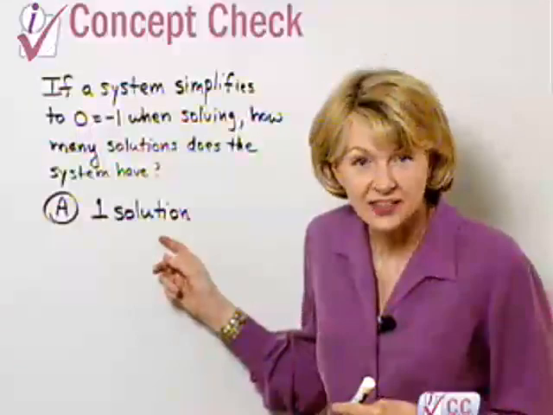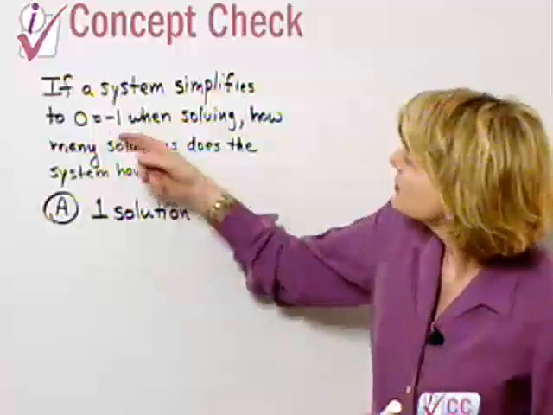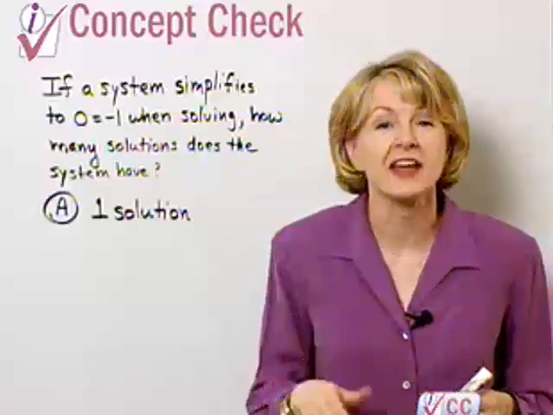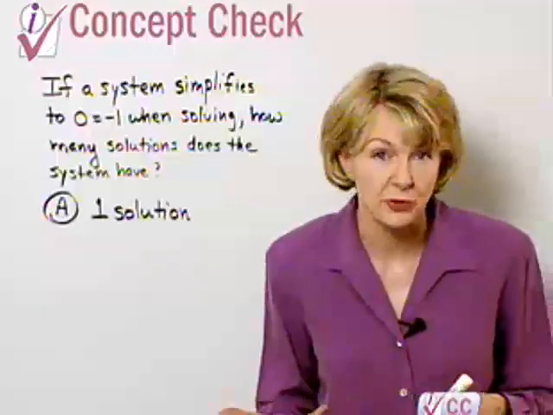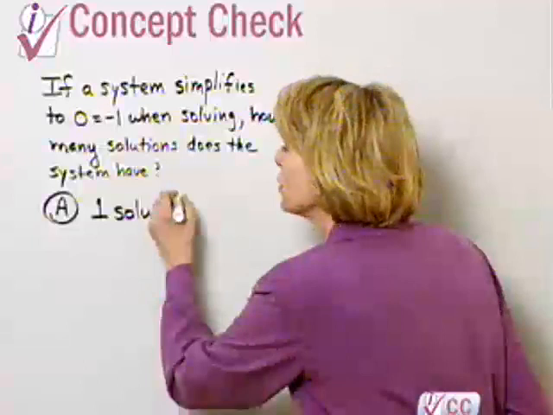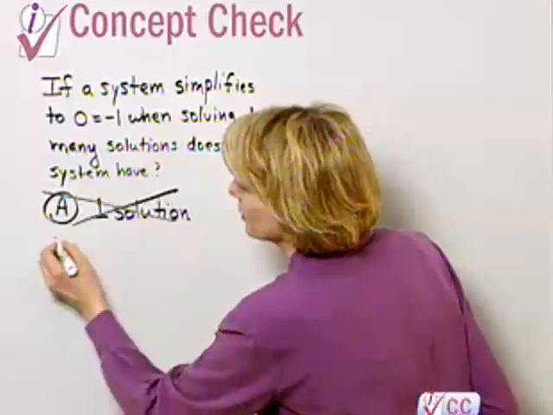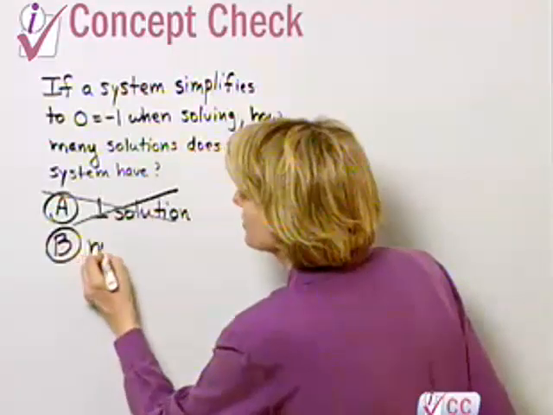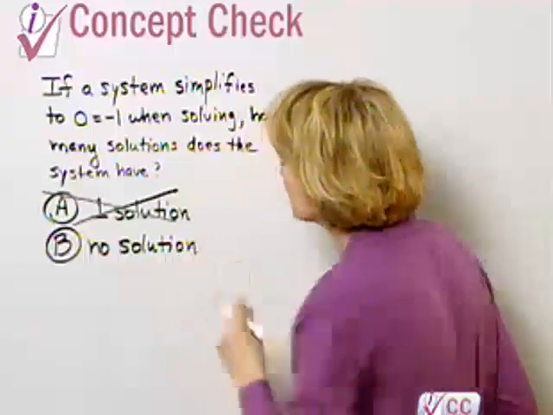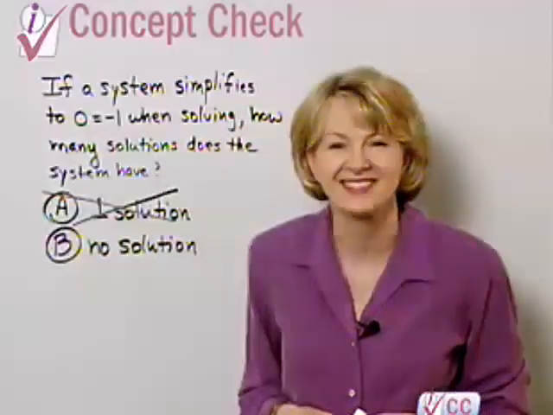Choice A is incorrect. When you're simplifying a system and you have a false statement and all variable terms have subtracted out, that means the system has no solution. The correct choice is choice B, no solution to the system.